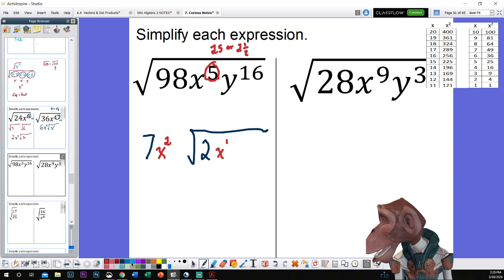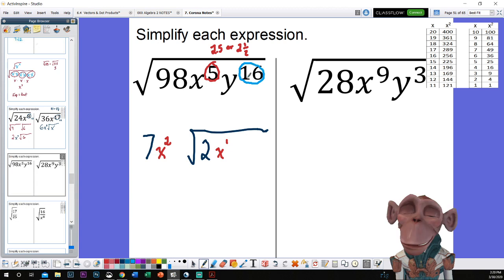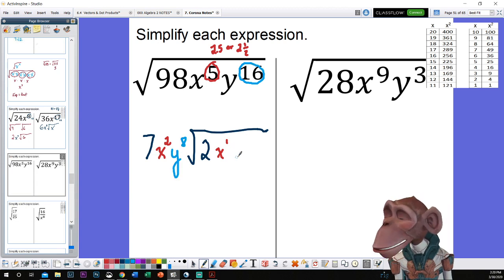Now let's worry about our y's. This is y to the 16th. I take 16 divided by 2, and that gives me 8. Exactly 8. There are no remainders, so that means there's no y left under the root. And that's all we have.